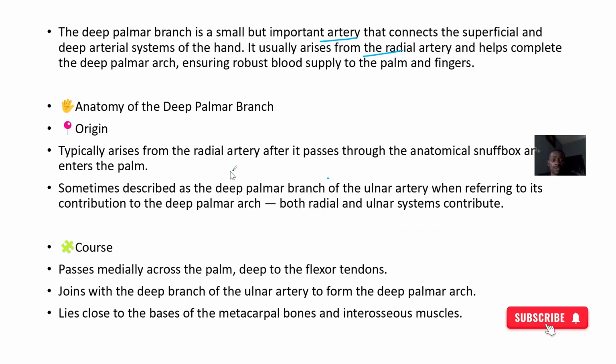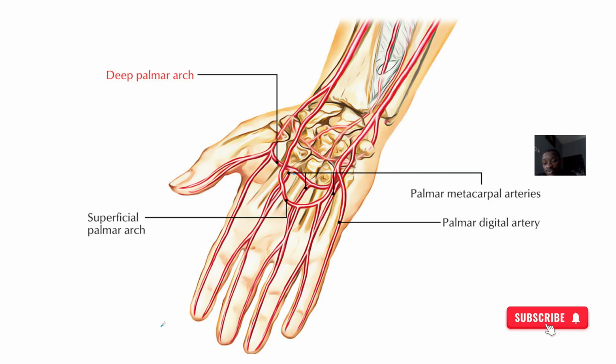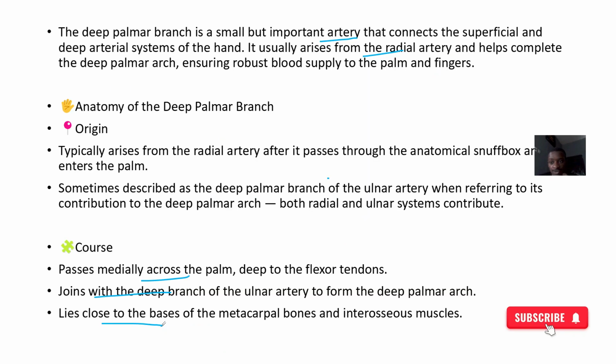Okay, so sometimes it's described as the deep palmar branch of the ulnar artery when referring to its contribution to the deep palmar arch. Okay, but just by the way, it's typically from the radial artery. So it passes medially across the palm, joins with the deep branches of the ulnar artery to form the deep palmar arch. Okay, it lies close to the base of the metacarpal bones and the interosseous muscles.